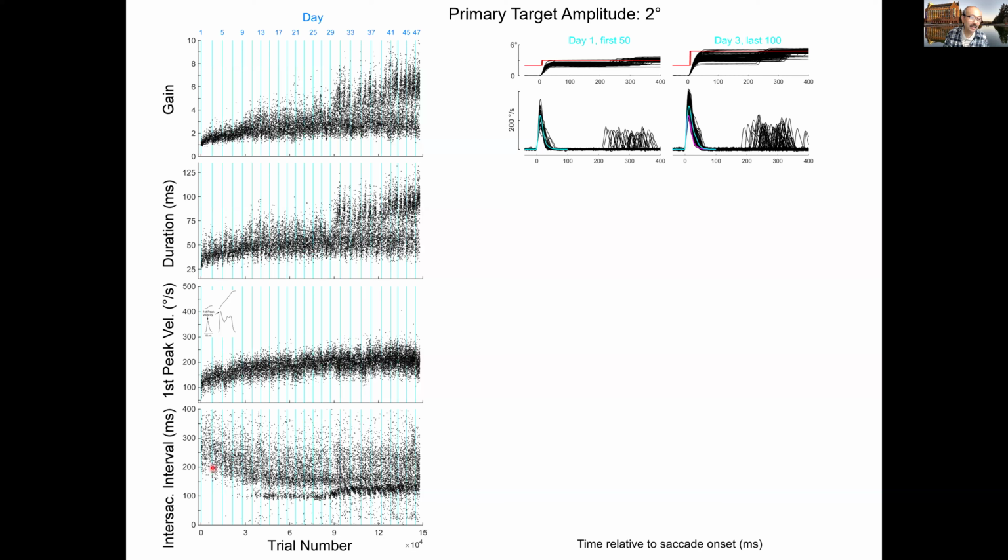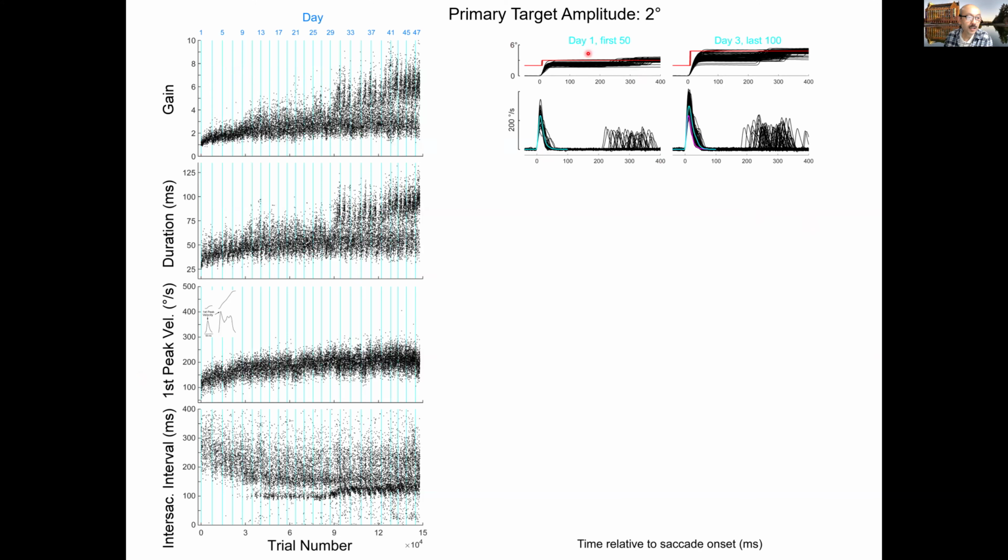Then one unexpected thing I see is that the intersaccadic interval decreases over time. Eventually some corrective saccades appear at a much shorter latency, in this case about 100 milliseconds, and some appear even shorter, in less than 50 milliseconds. This gives us an idea of what is actually happening: the saccades are merging.